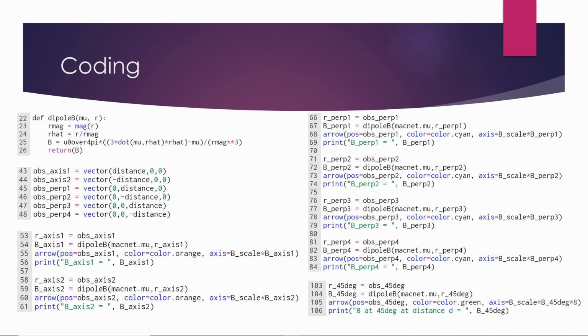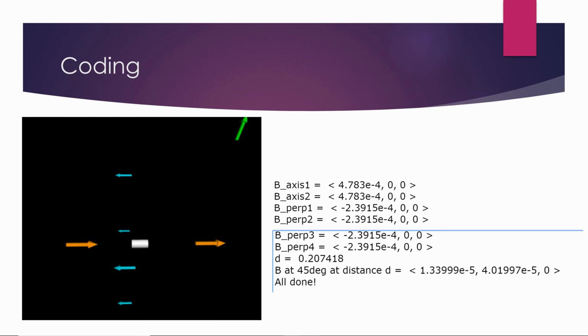In lines 66 to 84, I again did the same steps, except this time I did it for the perpendicular locations instead of the ones on axis. In lines 103 to 106, I found the magnetic field for the magnet at the off-axis location, and this is what I use to compare with my value found in the second part of the lab.